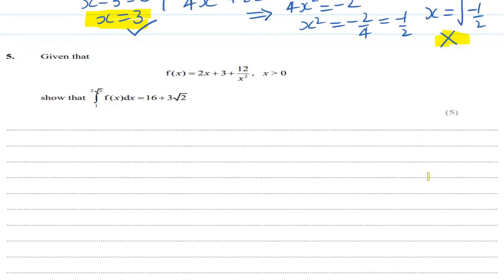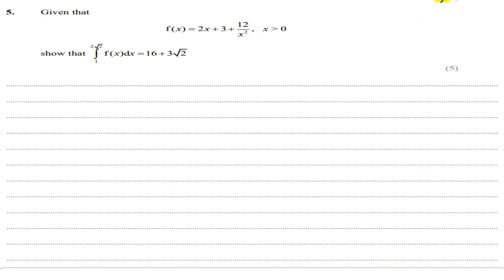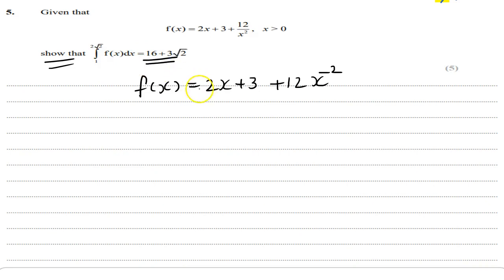Now next question. Here it is, question number 5. f(x) is given as 2x plus 3 plus 12 over x squared. So we can write this as f(x) equals 2x plus 3 plus 12 x to the power minus 2. Now here we need to integrate and show the answer, which is given as 16 plus 3 root 2.